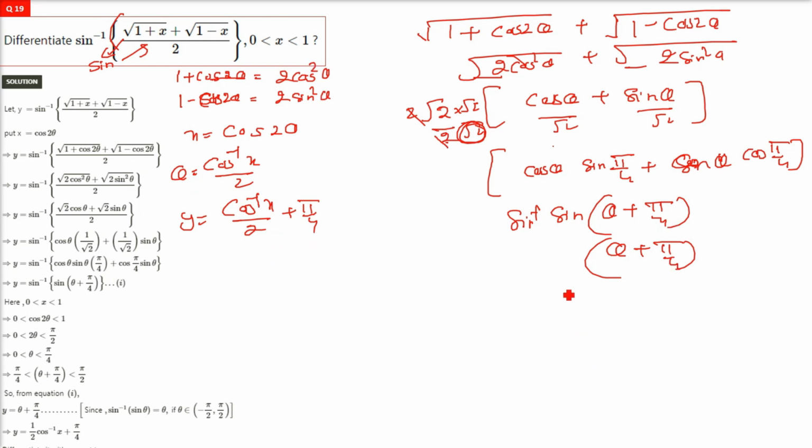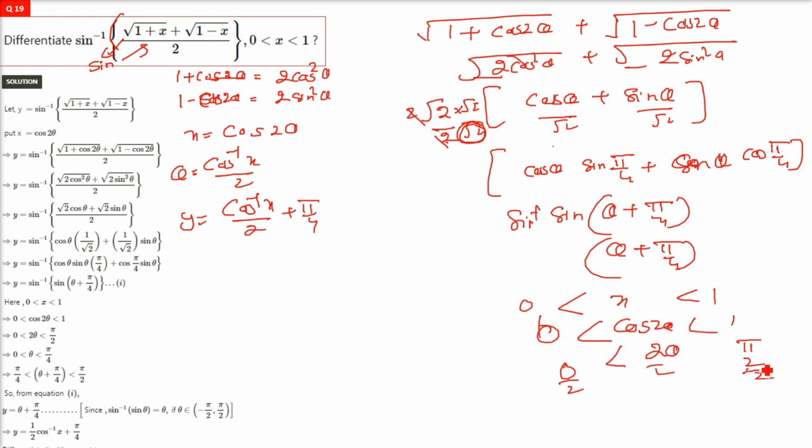But let us see, theta plus pi by 4, where we are cancelling sin and sin inverse, whether this theta plus pi by 4 corresponds to this range. Yes. Cos 2 theta, because x is cos theta you have taken. It is between 0 and 1. Now take the cos inverse everywhere: cos inverse 1 and cos inverse 0. You know that cos 0 is 1. You know that cos pi by 2 is 0. So you have 2 theta between 0 and pi by 2. What is theta? Divide by 2 everywhere. You get 0. Here you get theta. Here you get pi by 4.